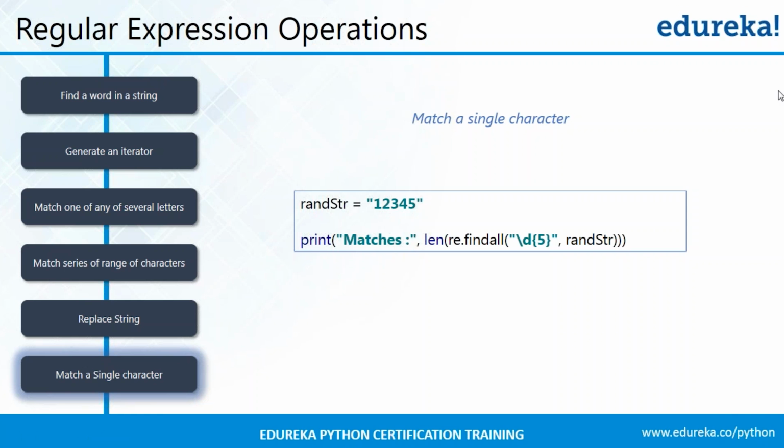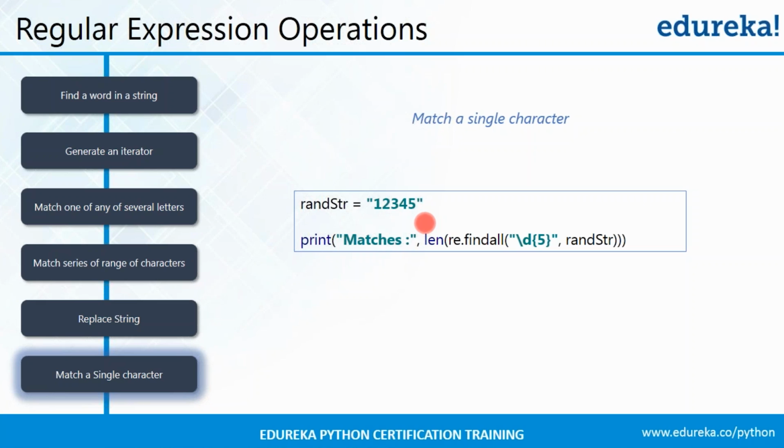Now what I'm going to do is match a single character. I have 1, 2, 3, 4, 5 as my string, and now I want to print only the 5th digit, so it should print 5. But before that, we'll have a look at a couple more examples in which I'll be telling you how to deal with white spaces.